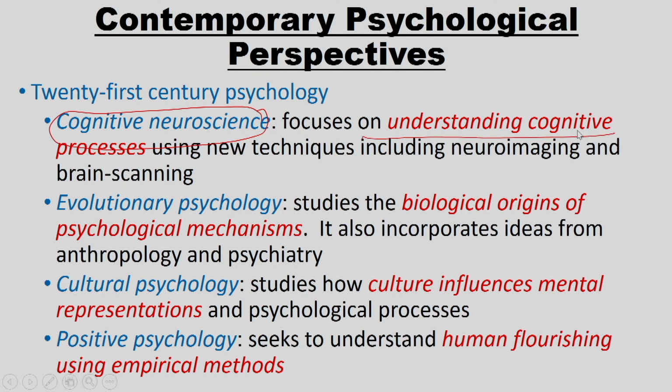It focuses on understanding cognitive processing using new techniques including neuroimaging and brain scanning. This perspective actually looks at why certain behaviors are done by certain people in terms of brain processes. And so, with the coming up of new machines like MRI, fMRI or PET scan, or things like optical imaging, electroencephalography, these techniques can study the brain as it is doing certain acts. And so, cognitive neuroscience can now look at what is actually going on in the brain, which areas of the brain are responsible for certain kinds of behavior.